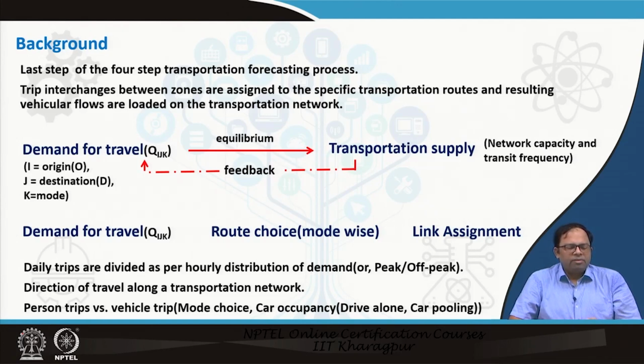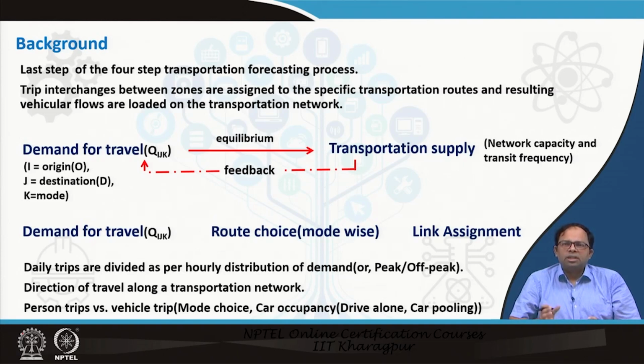If I start with demand for travel, which is Qij, and k is the mode, that means I know from which origin zone to which destination zone a person is traveling, and we also know his mode. Then we need to load the total amount of vehicles, not individuals, into the network. That is the demand side.